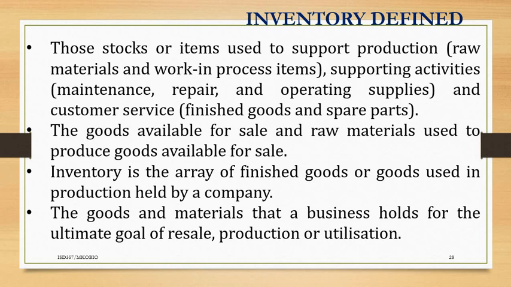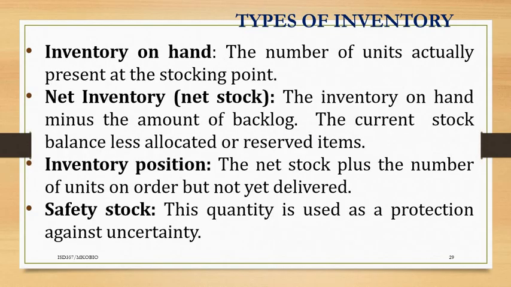So inventory is the array of finished goods or goods used in production held by the company. So the goods being used by the company or the finished goods being produced by the company, as they have held those goods, we call them inventory. So the goods and material that a business holds for an ultimate goal of resale, production, or utilization is called what? Inventory. So if an organization holds stock or goods for a particular purpose, for production or resale or for utilization, that is inventory. Are we good?